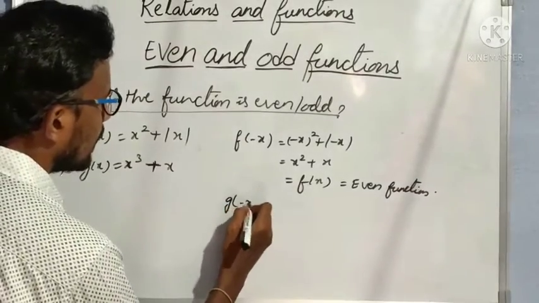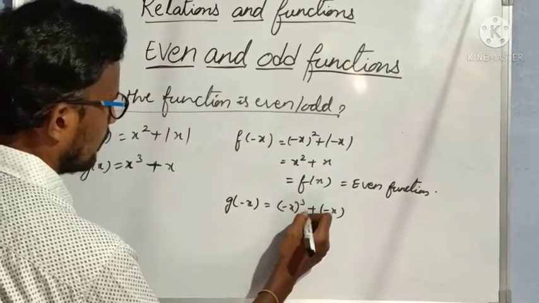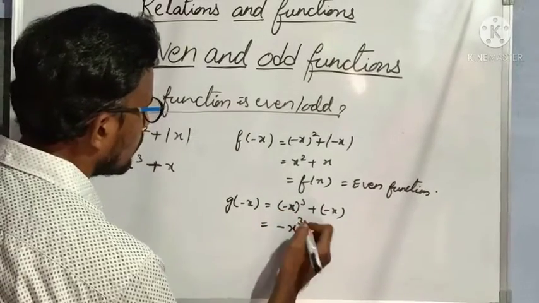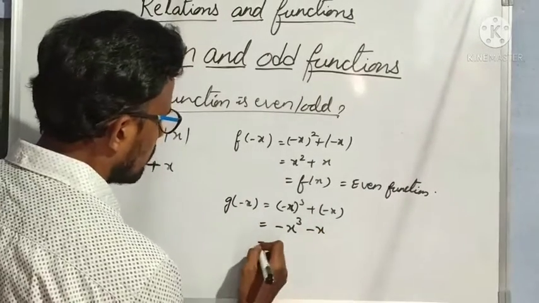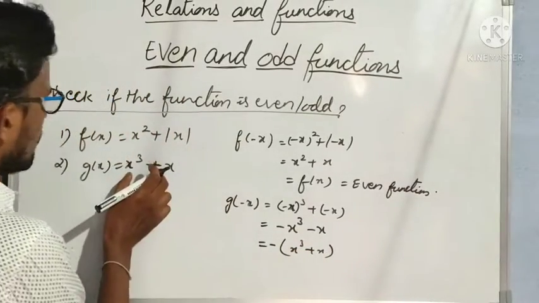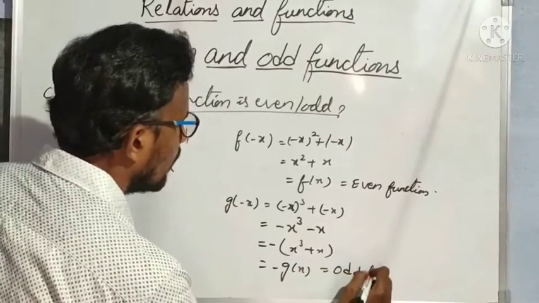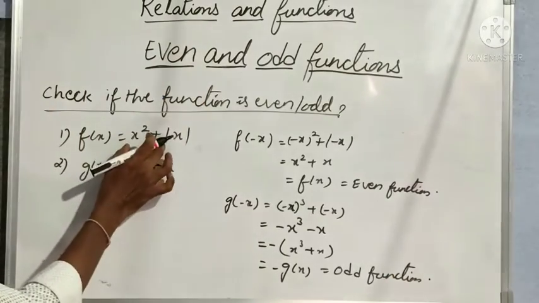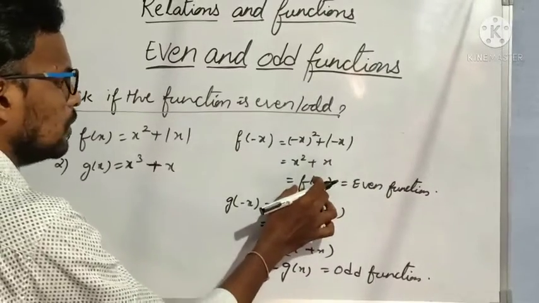Here also let us substitute minus x in the place of x. So g of minus x is equal to minus x whole cube plus minus x. Minus x whole cube is nothing but minus x into minus x into minus x. Three times means the minus will get outside, so it is minus x cube. If I take minus common here, I will get x cube plus x. Already we know that x cube plus x is g of x. So minus g of x means what type of function? Odd function. Understood everybody? So the first function is what type of function? Even function, because we are getting f of minus x is equal to f of x.